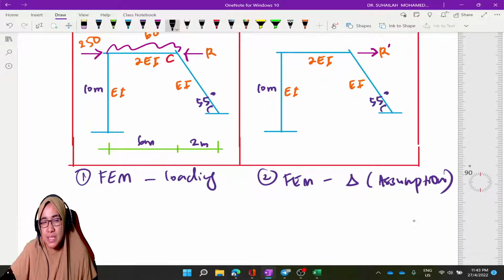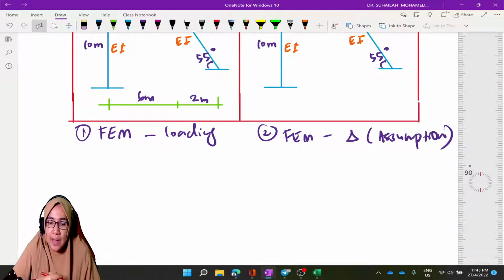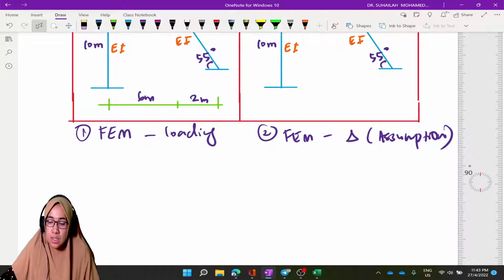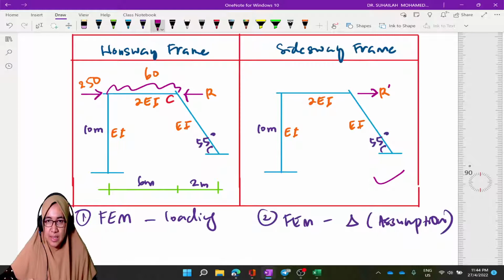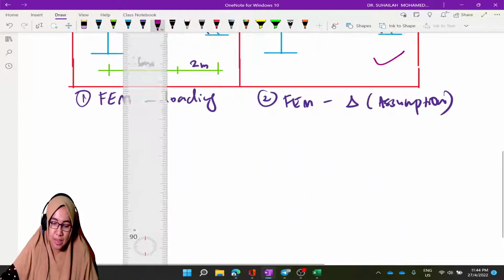BC only, because BC has external loading on the member. So this one we have to calculate using a simple formula. I believe everyone should know. So what we want to focus on is FEM due to delta, for this diagram, the Sidesway frame. So we are going to analyze that one.